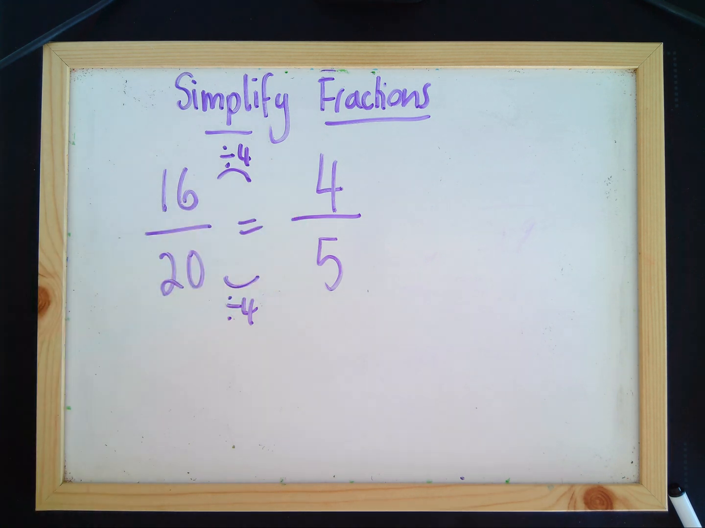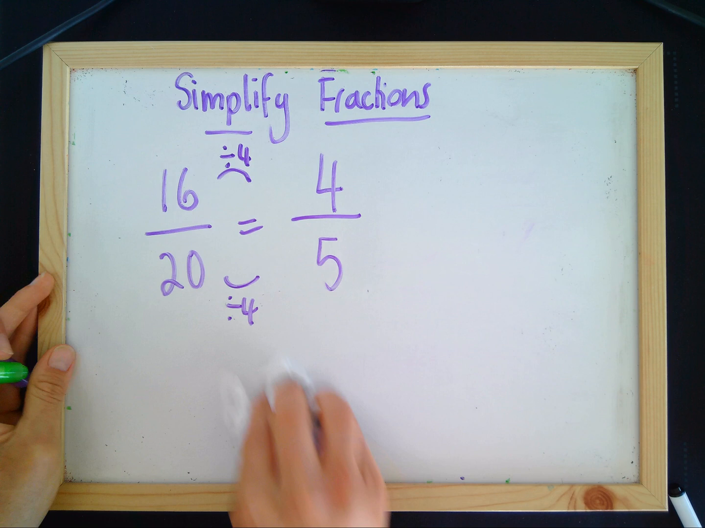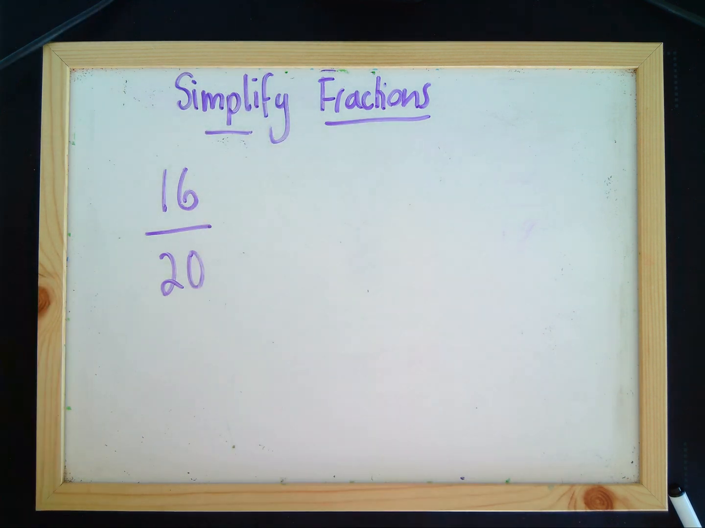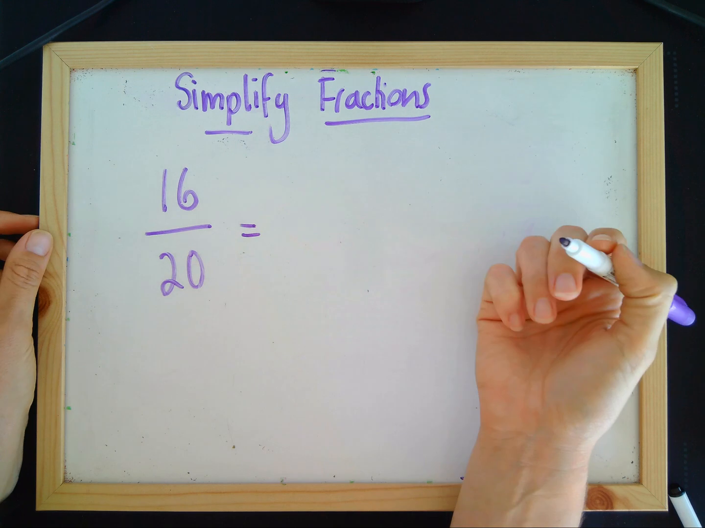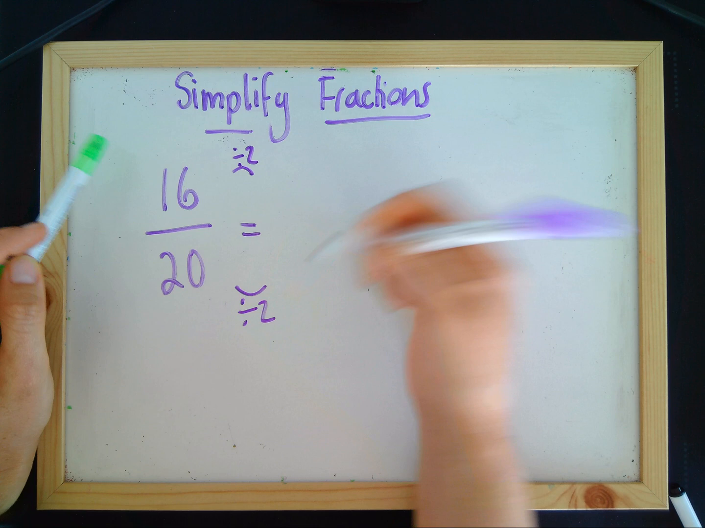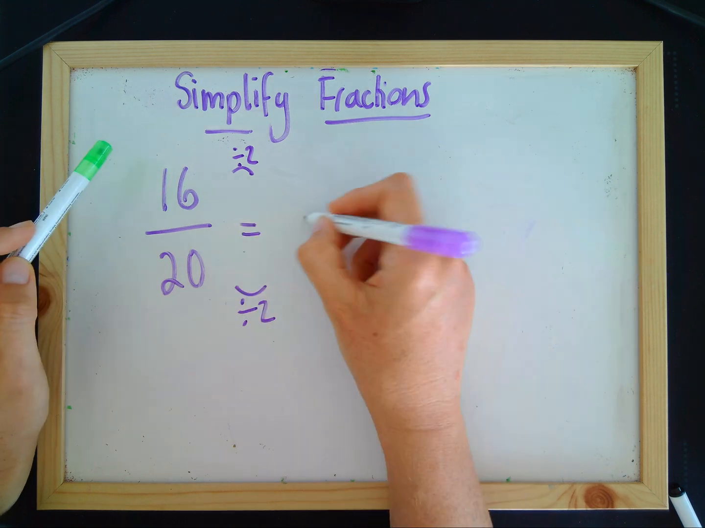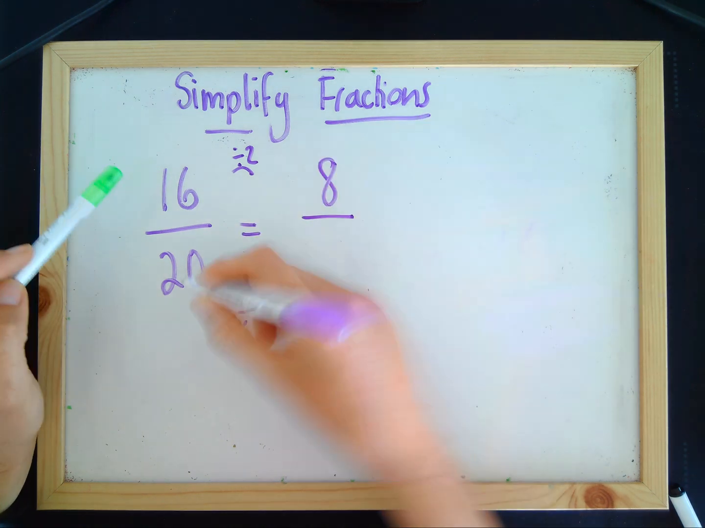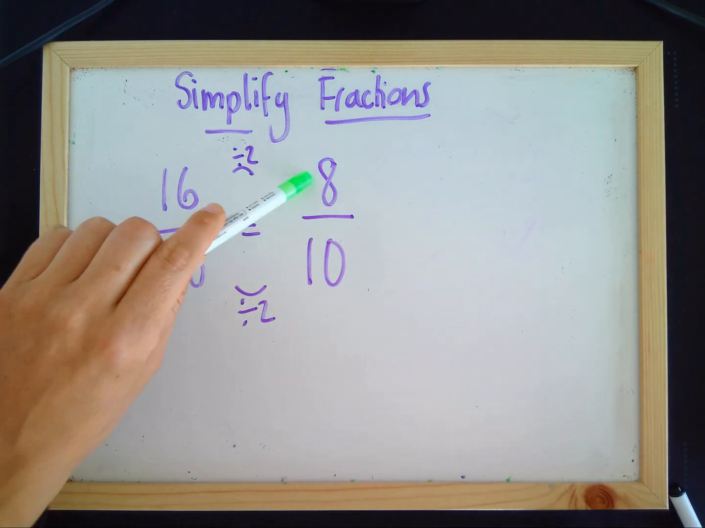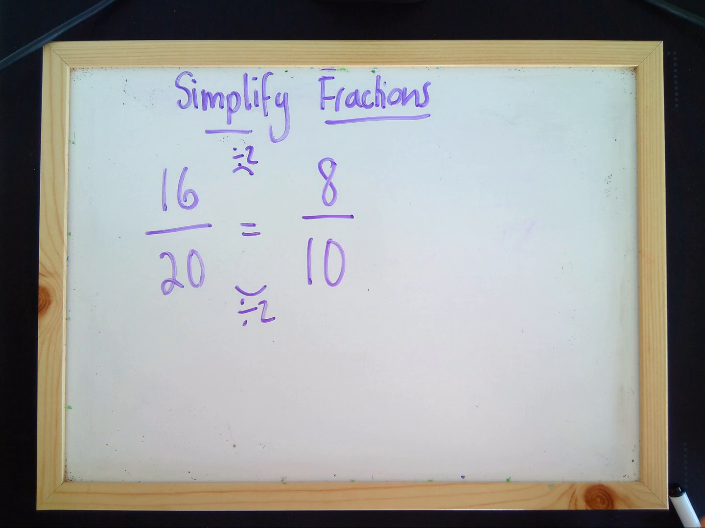Maybe you didn't spot that the largest common factor is 4, so you can do it dividing by 2 each time. I'll divide the numerator and the denominator by 2. 16 divided by 2 is 8, and 20 divided by 2 is 10. But then I spot, oh look, they're both even numbers, so I can divide by 2 again.